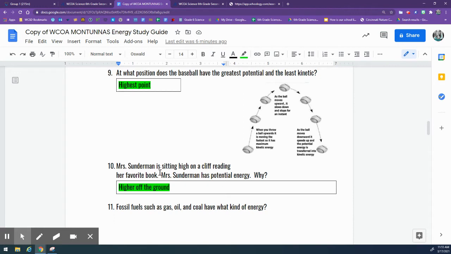Miss Sunderman is sitting high on a cliff reading her favorite book, because that's just what we do. And Miss Sunderman has potential energy. Why? Because she is higher off the ground. So the higher up you go, the more potential energy you have.